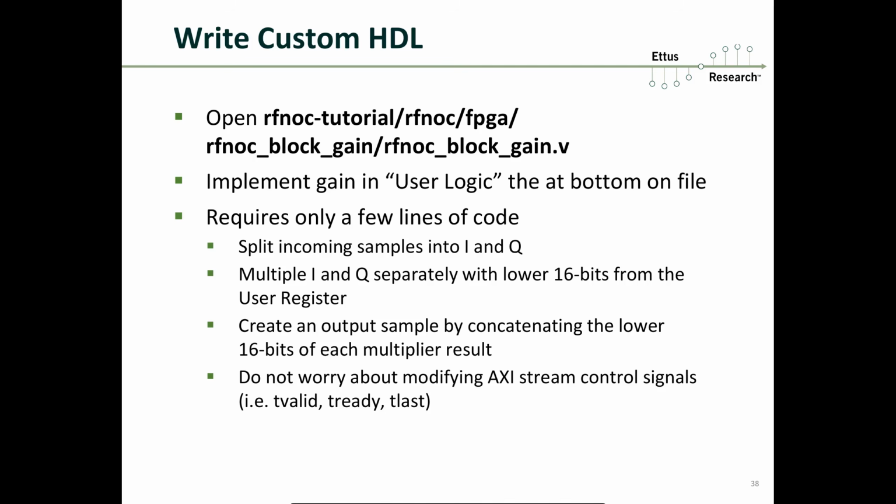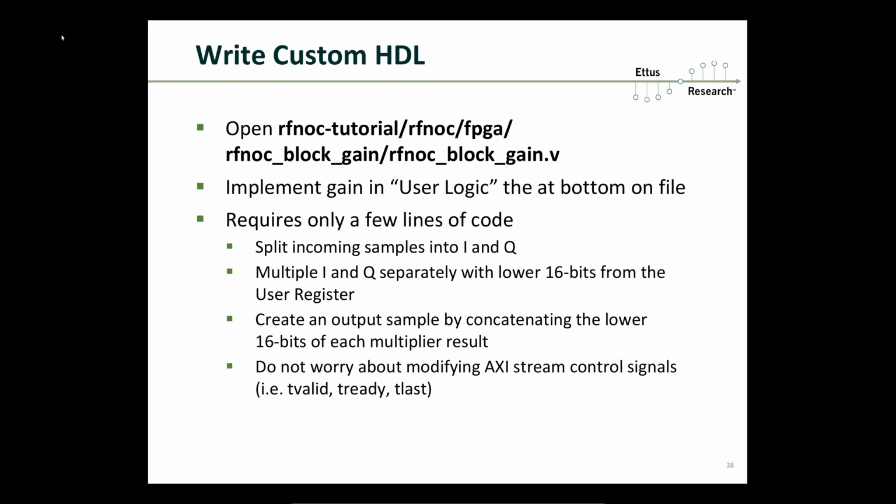So let's go ahead and give it a shot and start writing our own custom HDL. We're going to open up our rfnoc block gain Verilog file, which is in the directory rfnoc-tutorial, rfnoc, fpga, rfnoc block gain. And we're going to implement our gain in the user logic portion of the file, which is at the bottom. In case you want to pause the video and give it a shot for yourself, here are a few hints as to what we're going to be implementing in these last few bullet points in this slide.